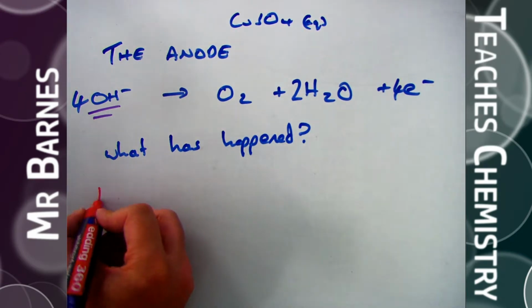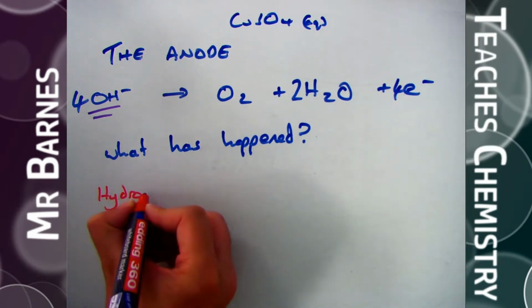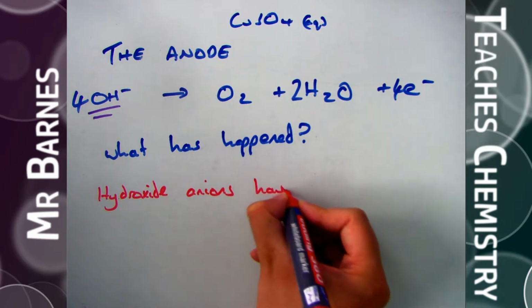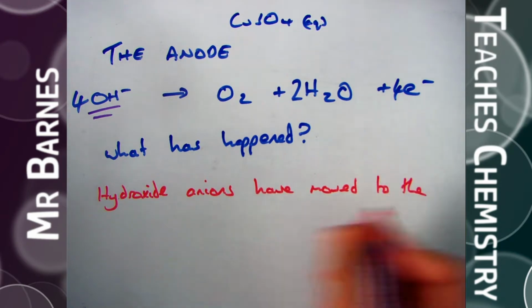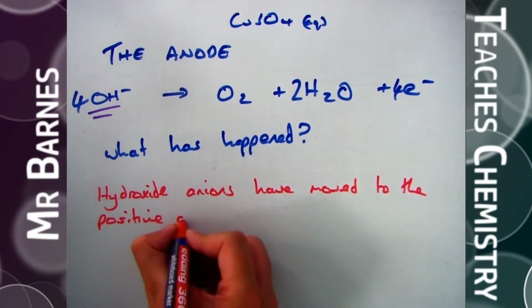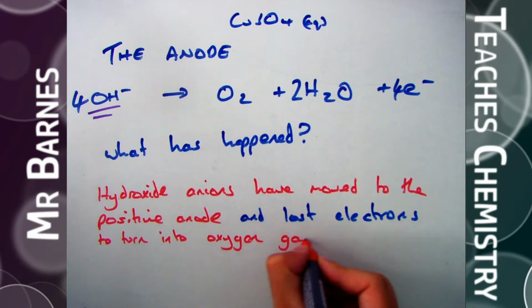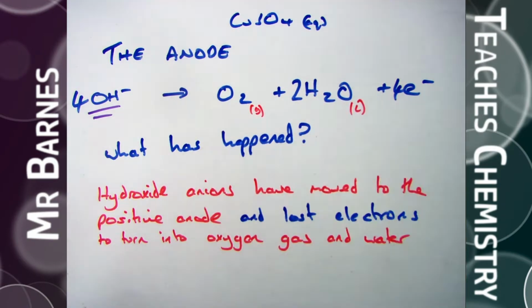And nice and simply what you write down is the hydroxide ions will move to the anode. So your negative anions will move to the anode, your positive anode, and they will turn back into oxygen and water. They do this by losing electrons, which is oxidation. Oil rig, oxidation is loss of electrons.